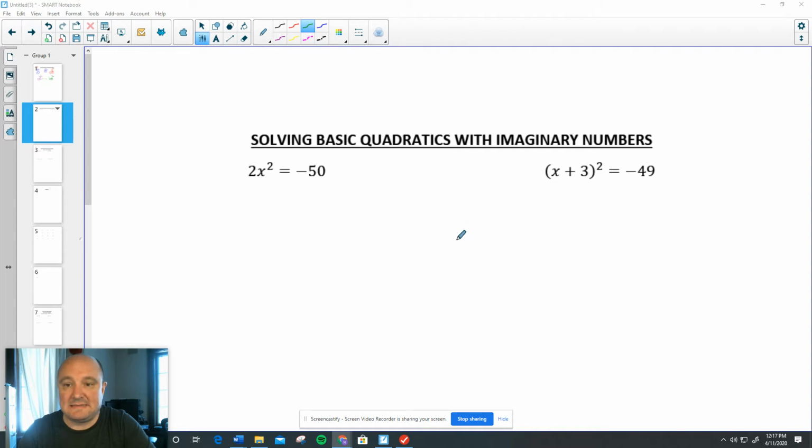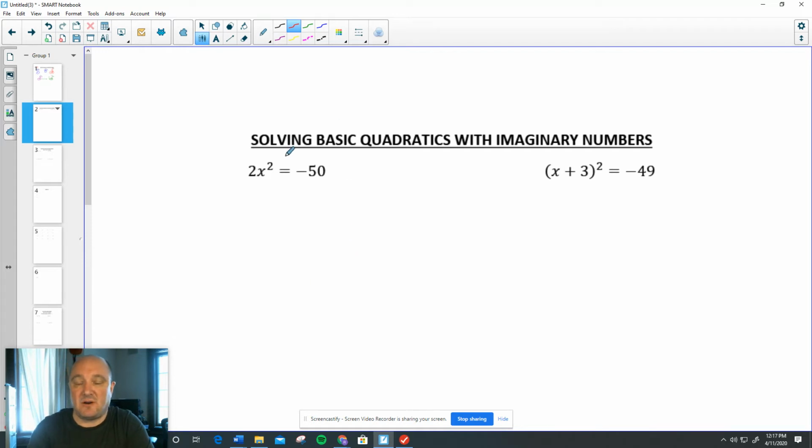Now that we know how to simplify radicals with negatives under the square root using imaginary numbers, we can use these to solve quadratic equations. So let's look at two equations that you previously would have had to say no solution to, and let's see what their answers are now that we have imaginary numbers.